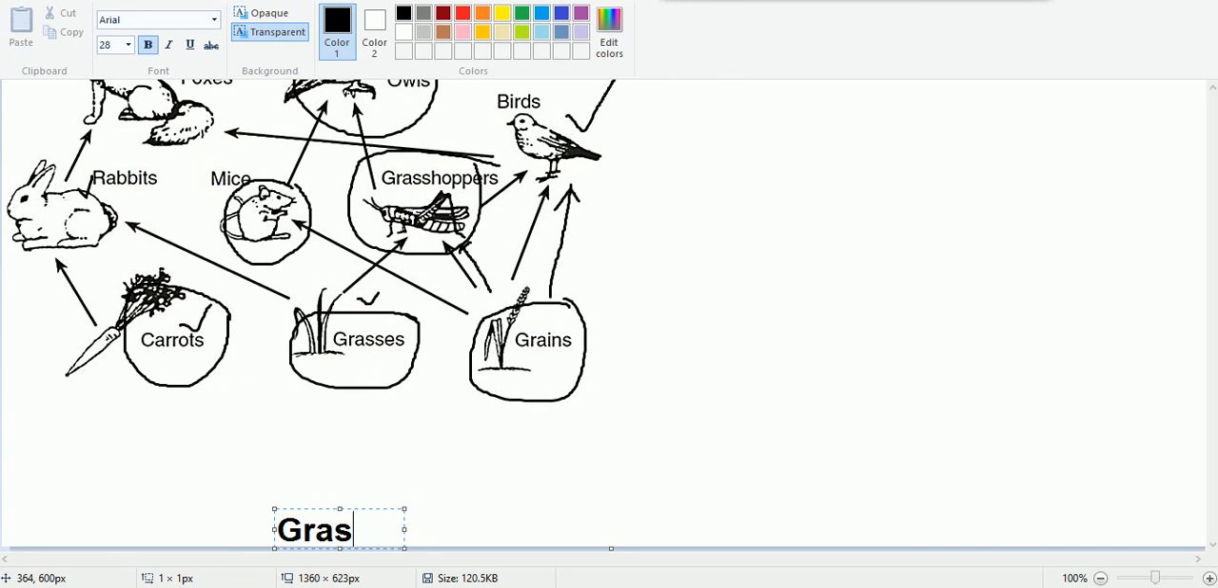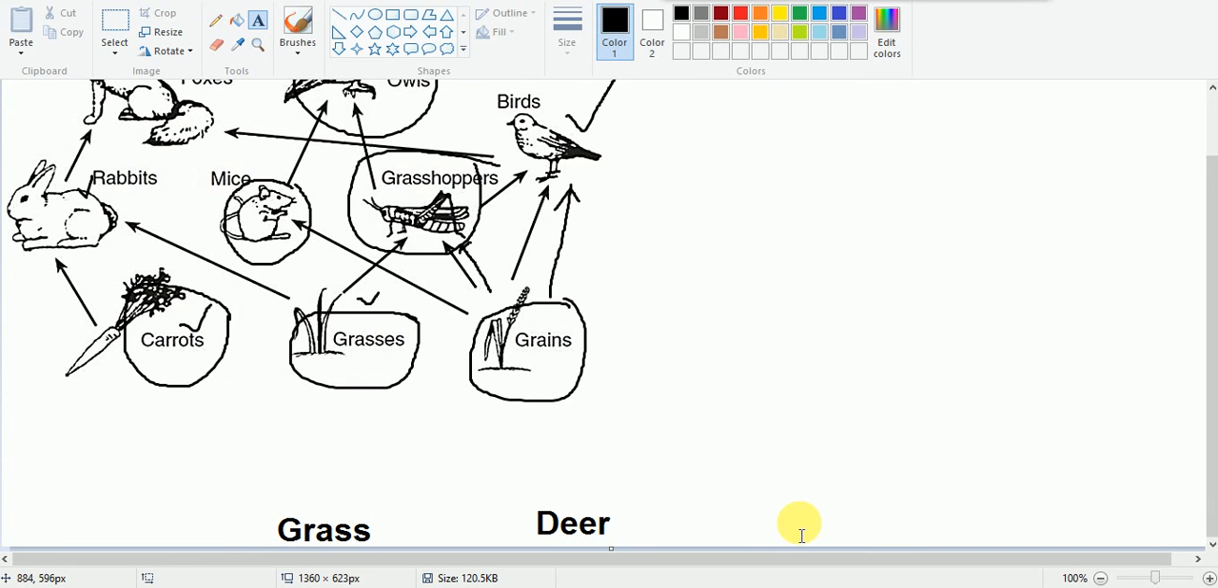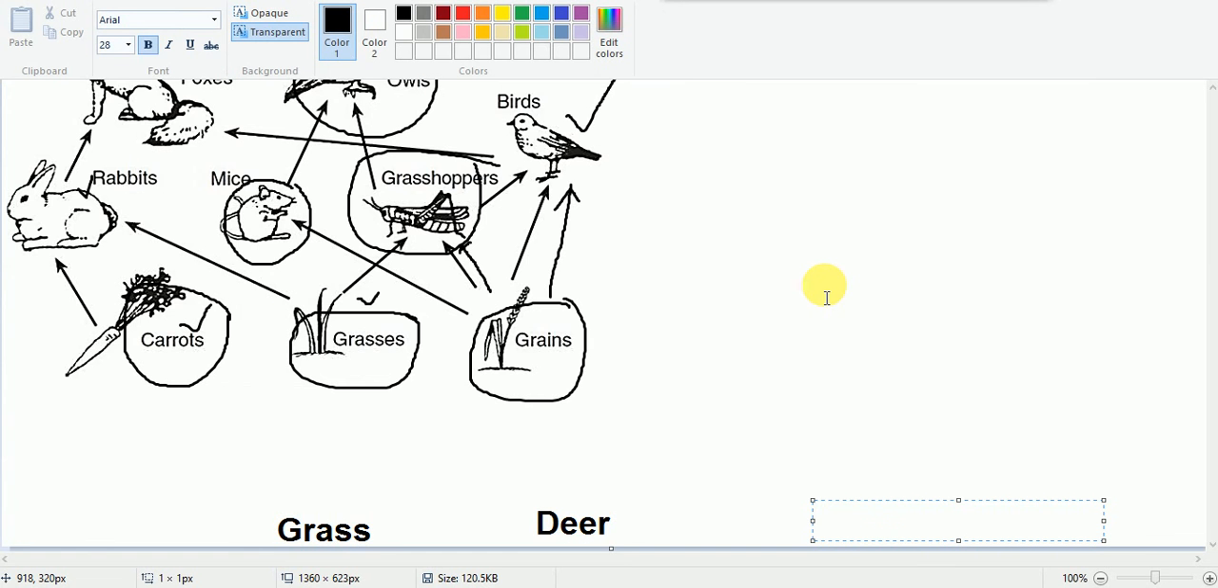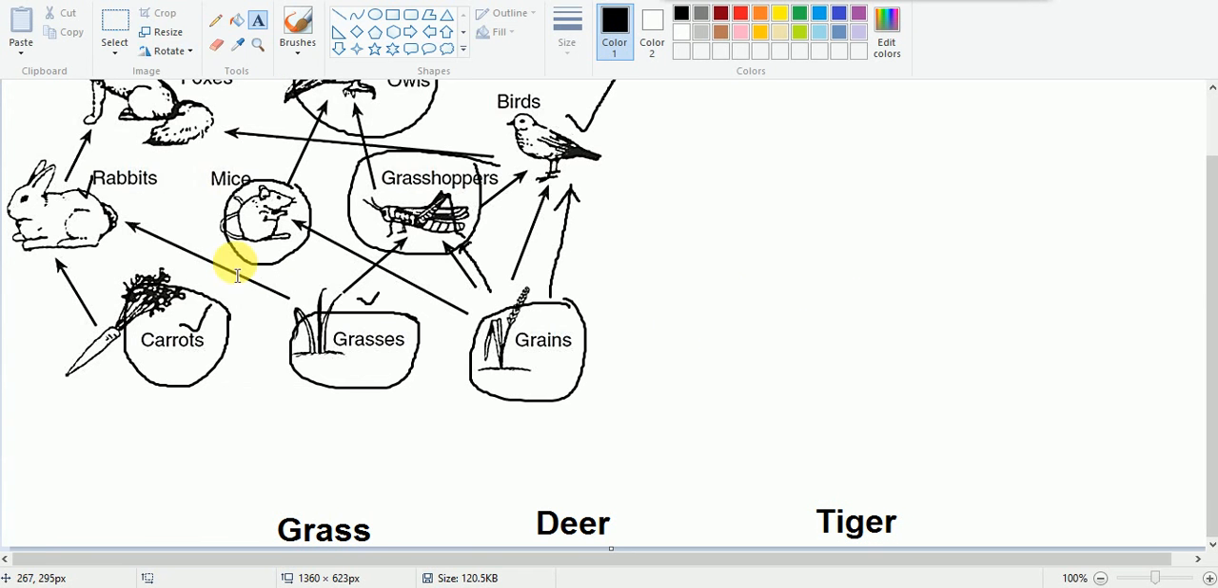Okay, first one we have grass. Next we may have, for example, this deer. Then next we may have these carnivores like tiger, for example. So this is an example of this grazing food chain. Here grass is eaten by these herbivores, then again herbivores are eaten by these carnivores. So this is another simple example of grazing food chain.